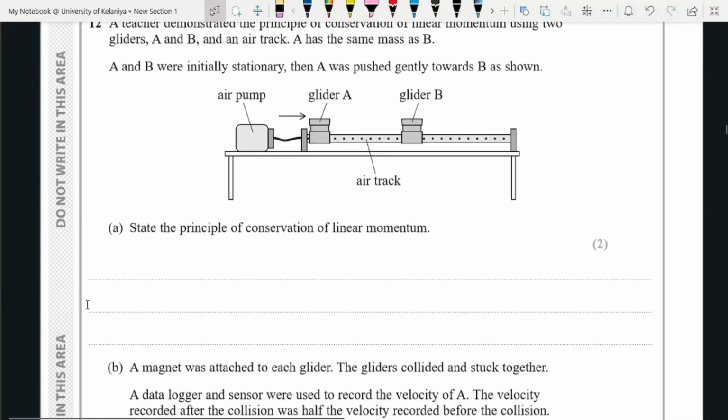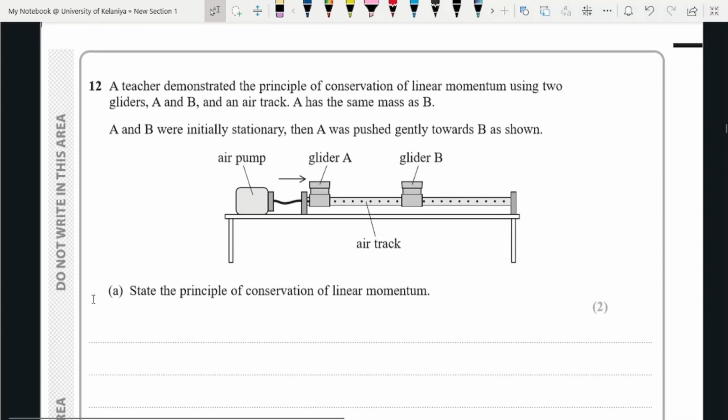Here in the 12th one, a teacher demonstrated the principle of conservation of the linear momentum using two gliders A and B and an air track. A has the same mass as B. A and B were initially stationary. Then A was pushed gently towards B as shown.